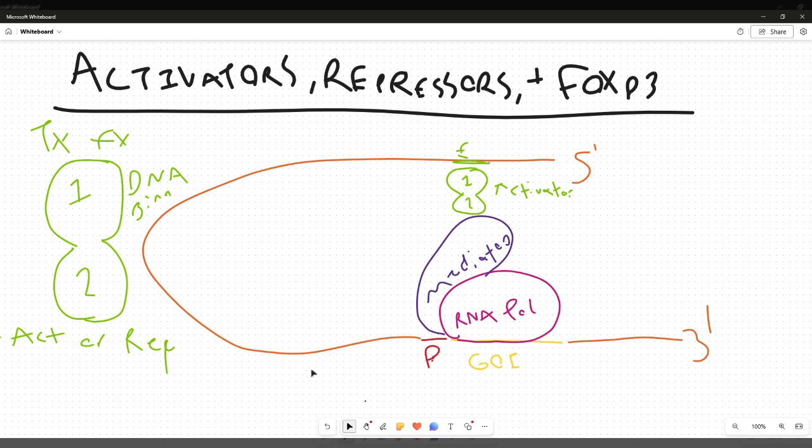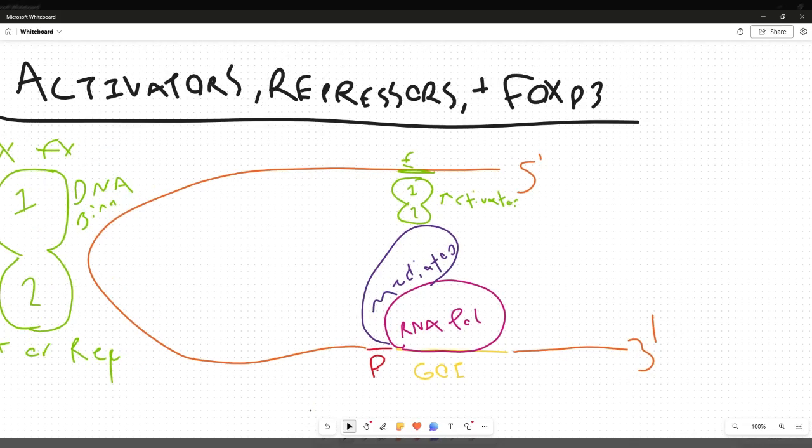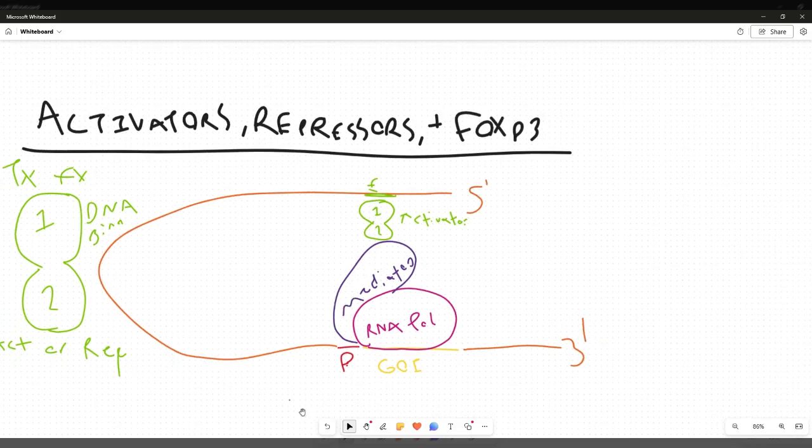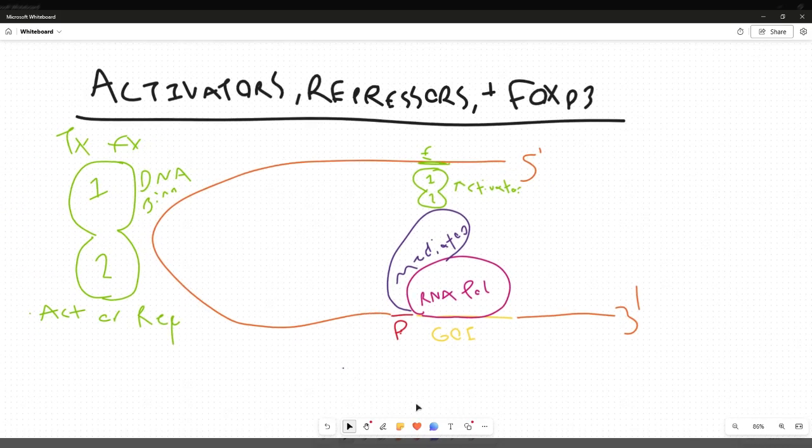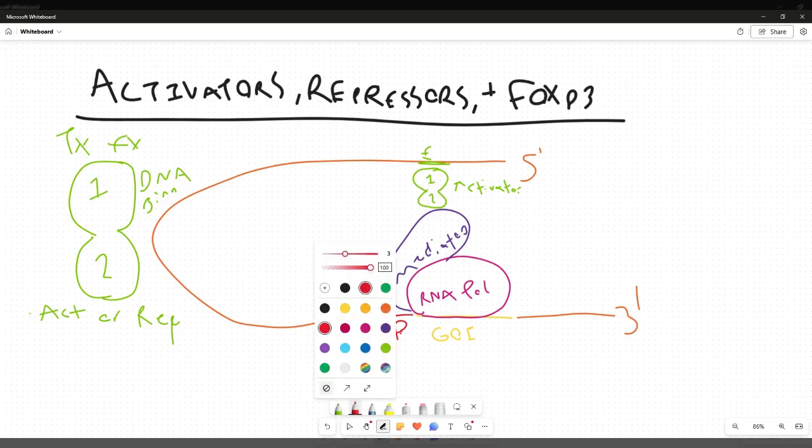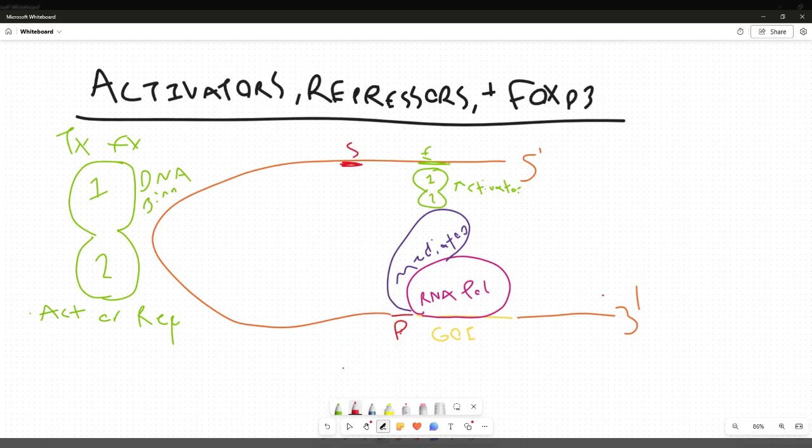And so the alternative, you can have an activator or a repressor. Activator speeds it up, repressor doesn't. That all depends on your domain. So we have a repressor, for example. It would bind to a silencer. It's S for silencer. So here's my repressor. But we won't worry about that yet. 1, 2.